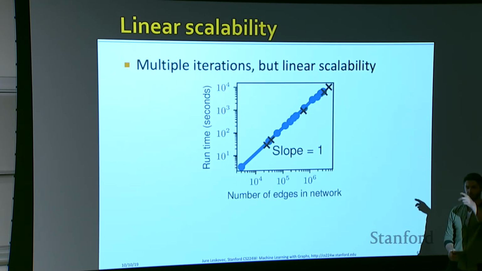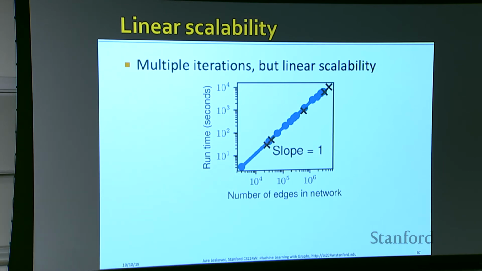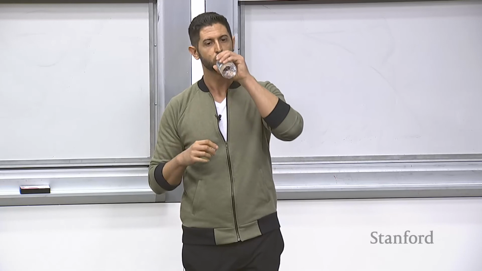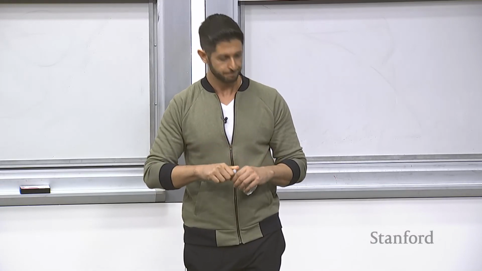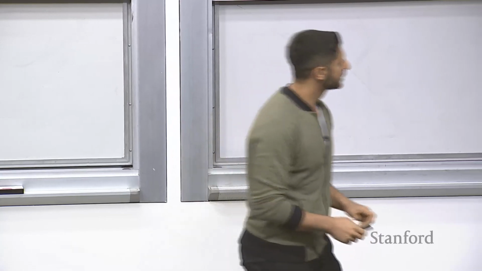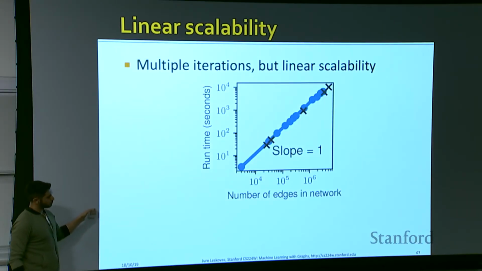Question? When it says that the algorithm is guaranteed to converge, is that converging on a global optimum, or just a local optimum? So the question is, will this solution converge to a global optimum or a local optimum?